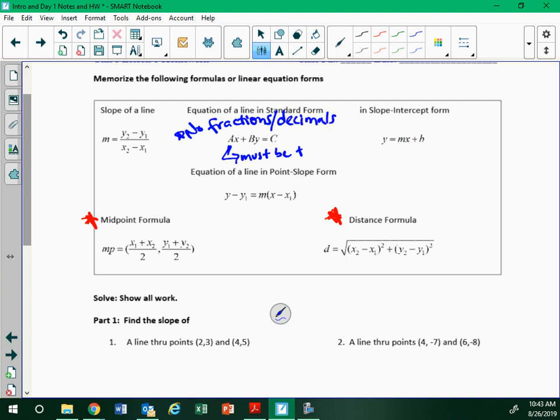Awesome. So these are the two formatting things for standard form. We have our x term, and then our y term equals our constant. And then just make sure no fractions or decimals. So if you have fractions, just multiply that by that denominator, get rid of it. If you have decimals, multiply by 10 or 100, whatever you need to get rid of that. And then our leading term, that coefficient must be positive.